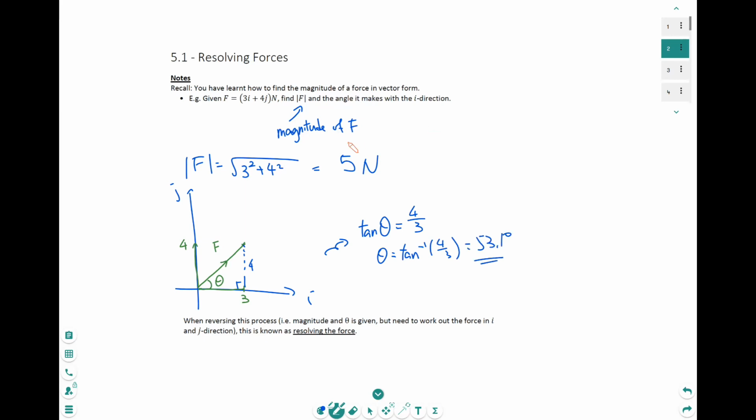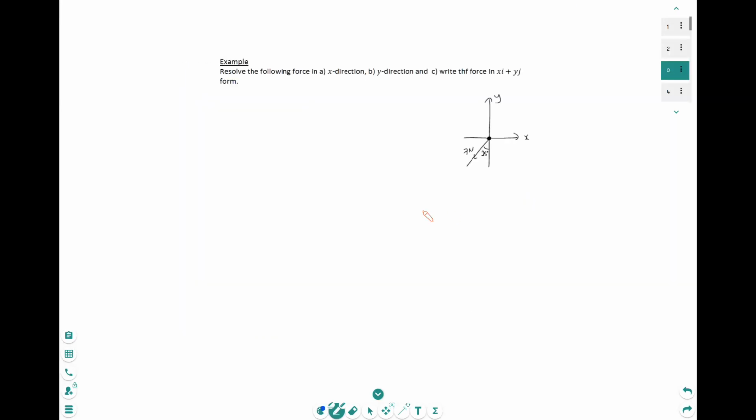Now, when it comes to reversing this process, let's say I give you 5 Newton and a 53.1 degree angle, and then I ask you to work backwards to find the i and j components. So instead of giving you 3i plus 4j, I'm going to give you these components, and you're going to bring it back to 3i plus 4j. This is the process known as resolving the force. And essentially, that is the lesson we're going to learn today. All right, so let's have a look.